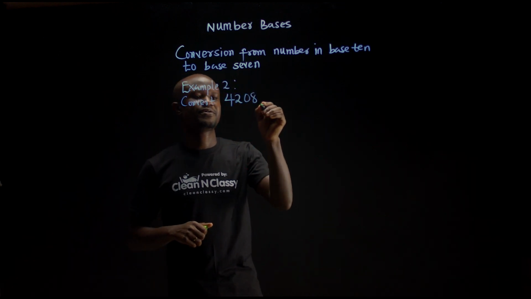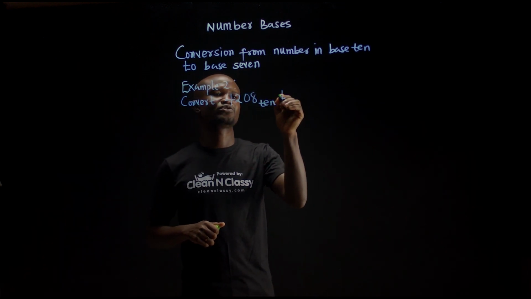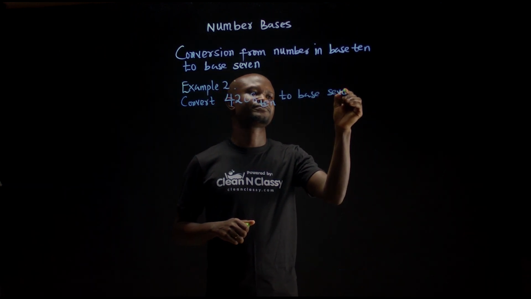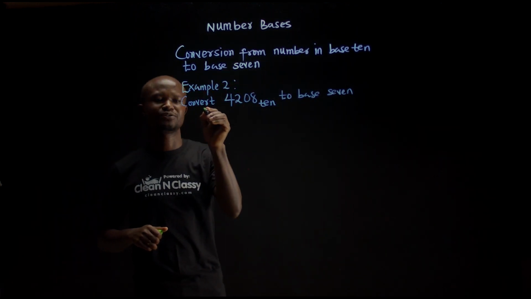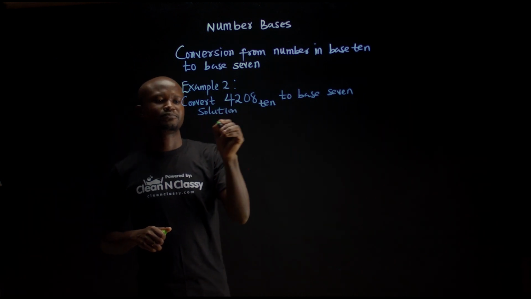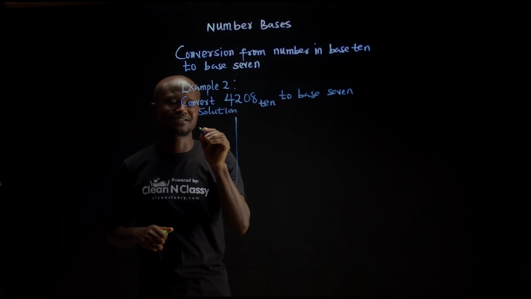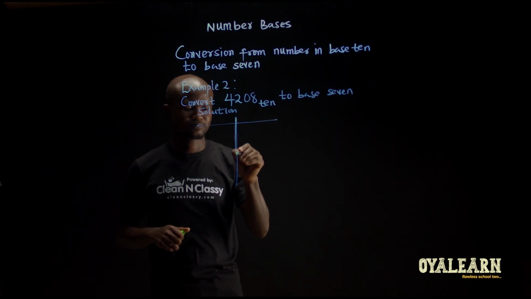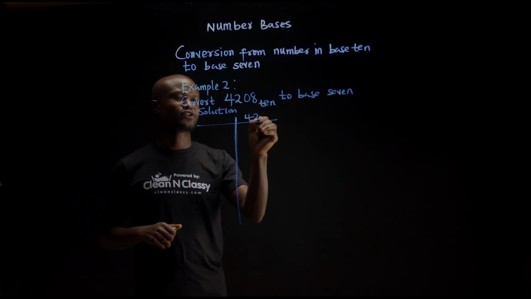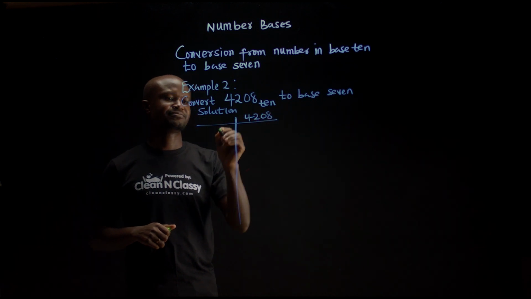Convert 4,208 base 10 to base 7. Solution. Then we draw a table. Very important. Now, we put 4,208 here.